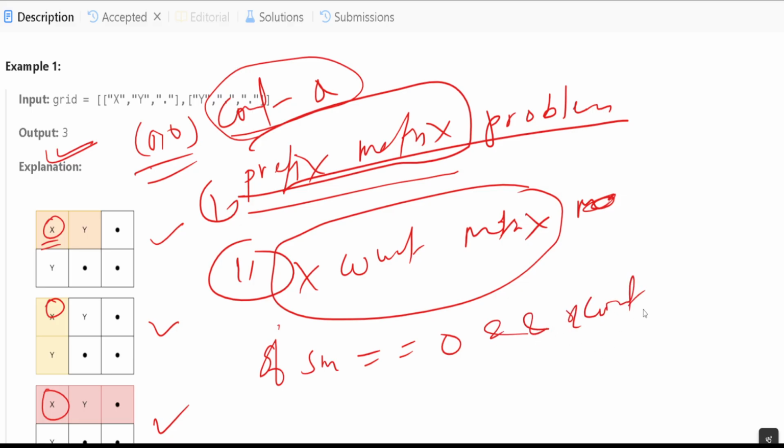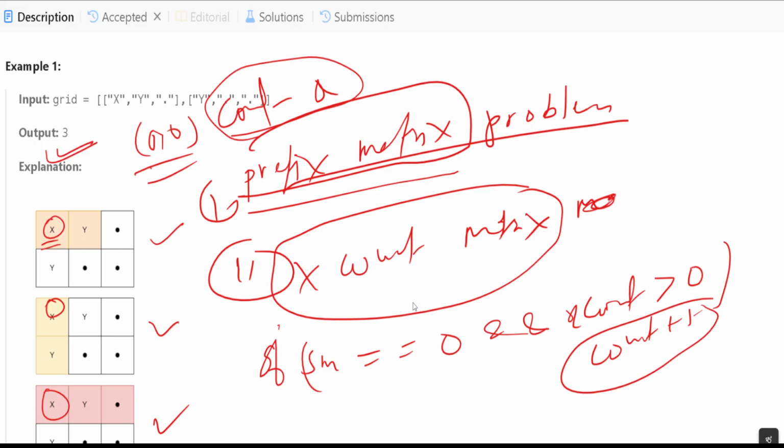What is the x count? If x count is greater than 0, it means count plus will happen. Okay, so this is the condition that we should talk about, right? And in this case, the count will get increased, and finally we will return the count, right? What did I say? Very first, we have to maintain the prefix matrix and the x count matrix, correct?